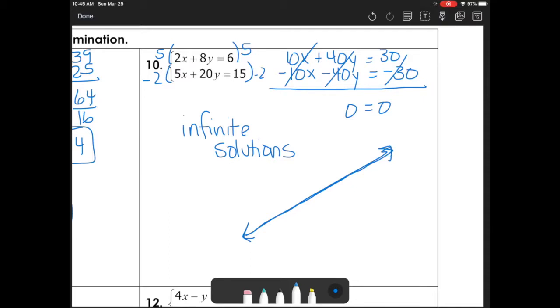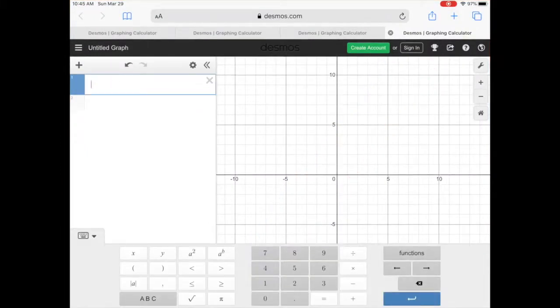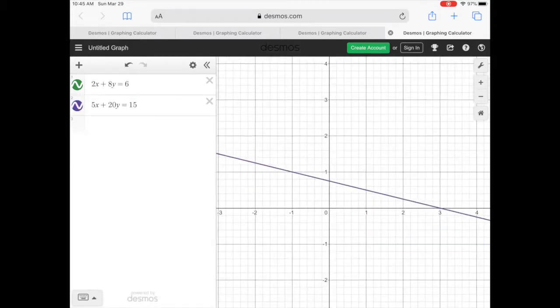Let me pull this one right here. Okay, 2x plus 8y equals 6. All right. Second problem, 5x plus 20y equals 15. There it is. Do you see it? They are right on top of each other. When I had a 1 here, see I had parallel lines.